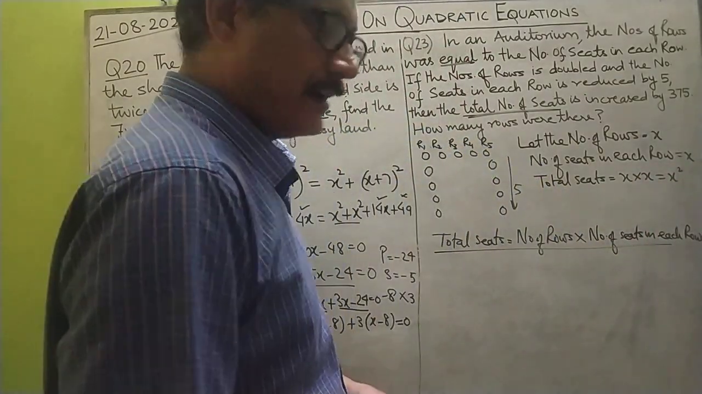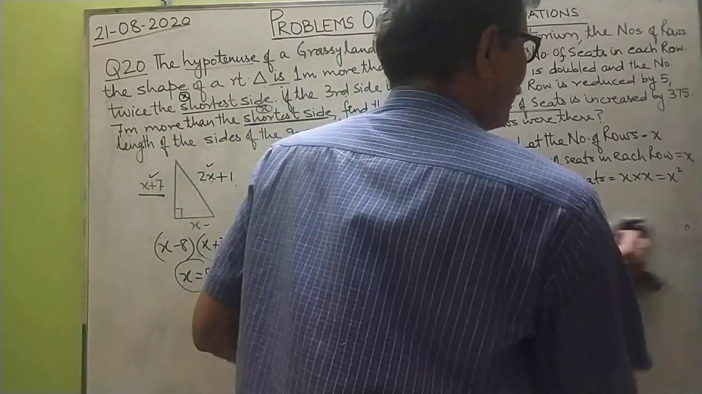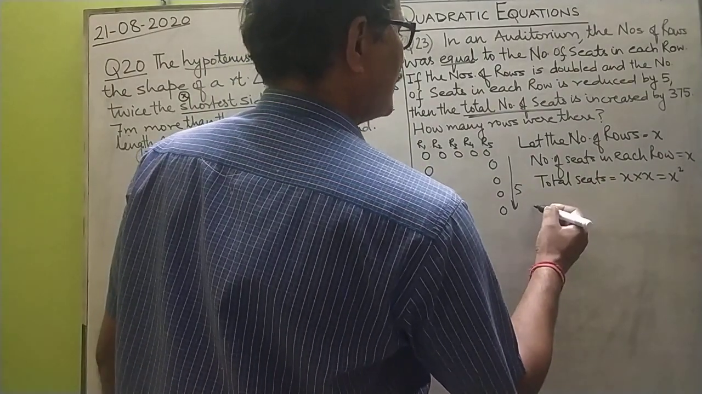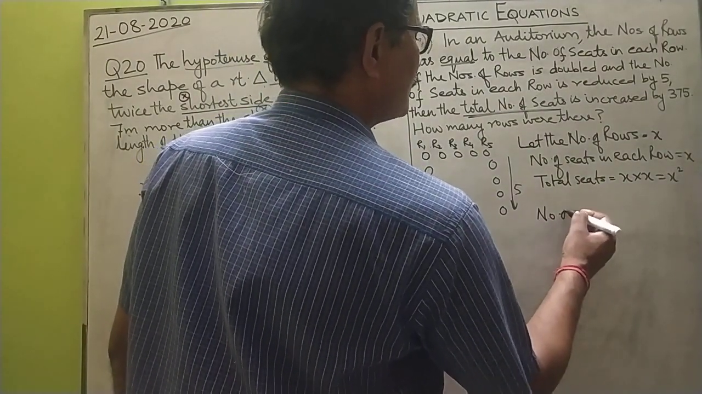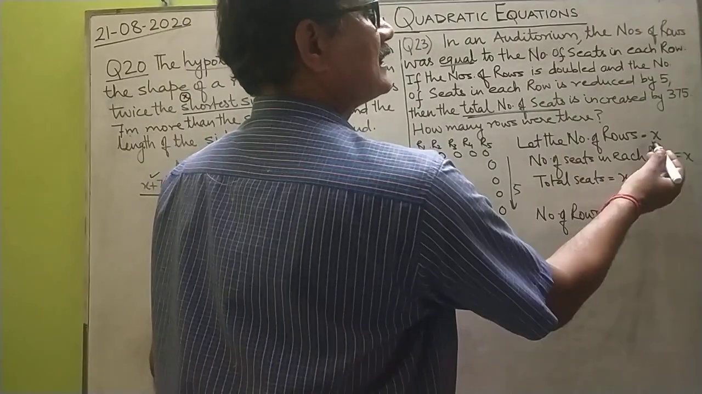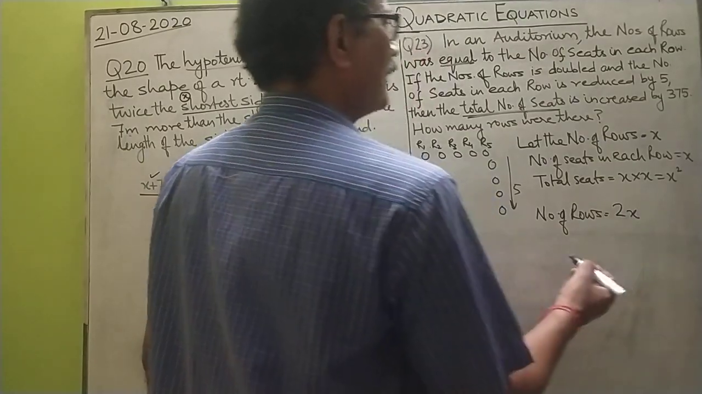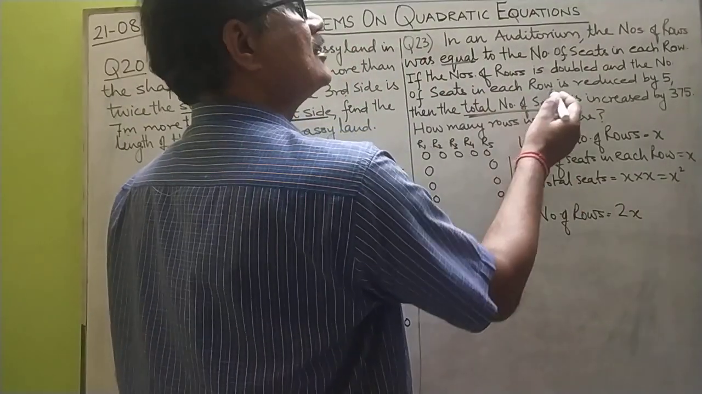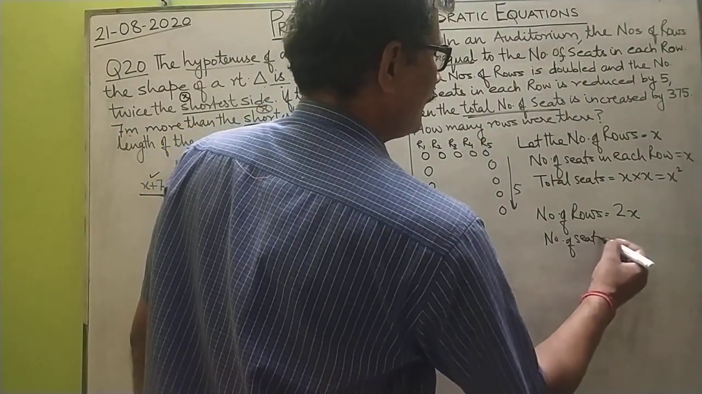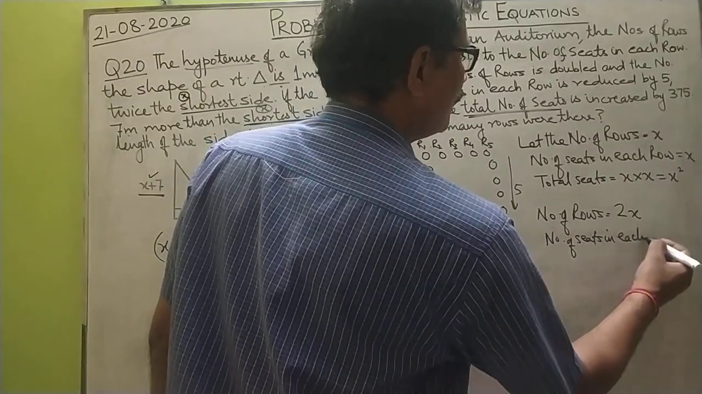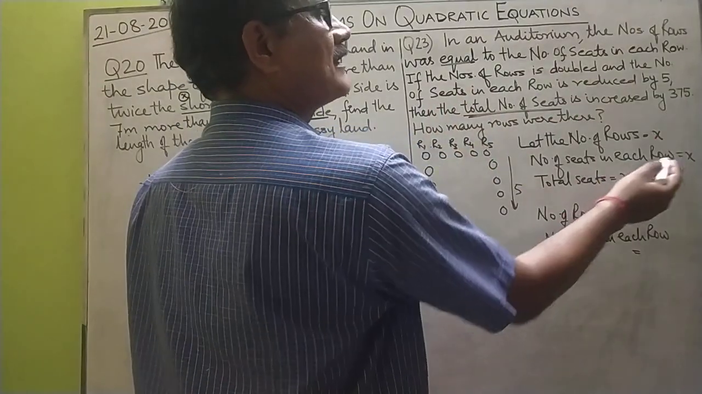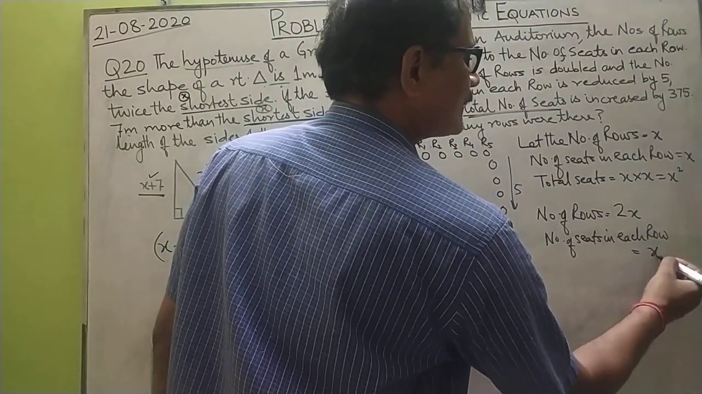Now, what changes are being made in the next part of the question is that the number of rows is doubled. The new case comes up when the number of rows is changed and made double of the previous. So previously it was x, now it becomes 2x. And the number of seats in each row is also being modified. Number of seats in each row has been reduced by 5. So previously it was x, now it has been reduced by 5, means x minus 5.